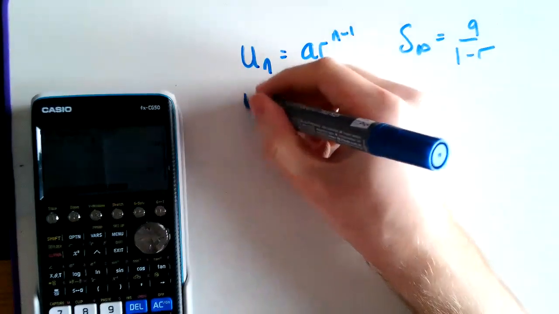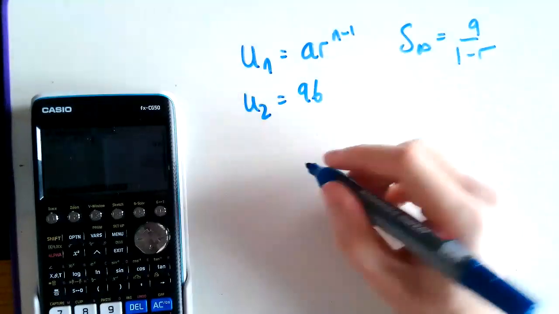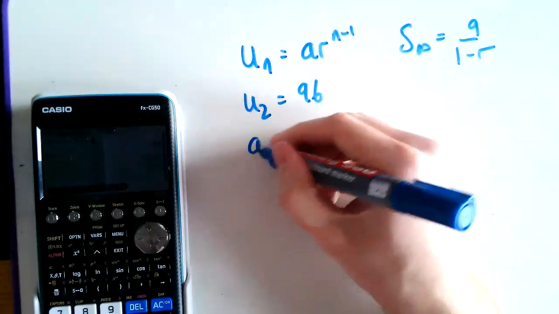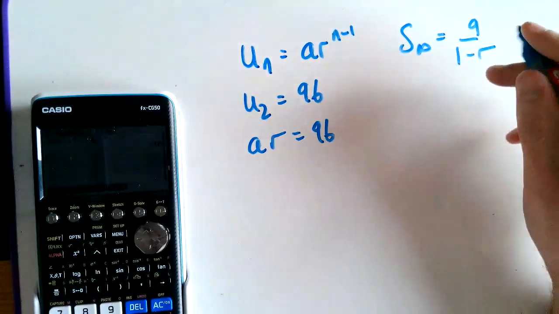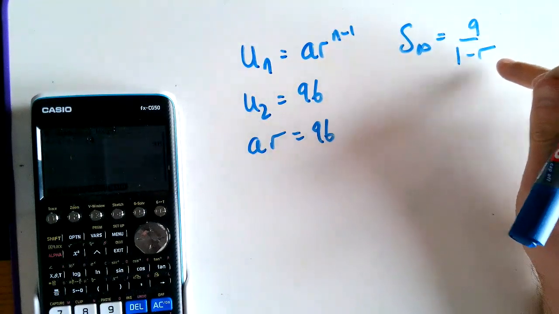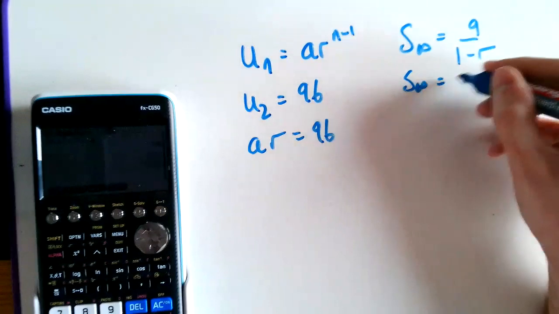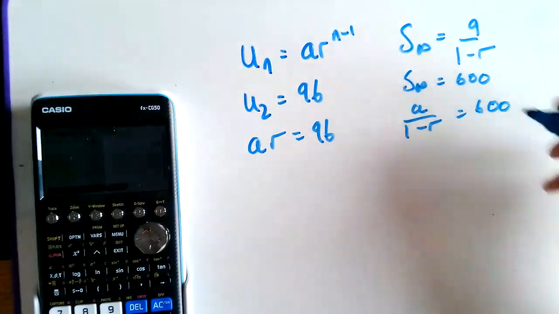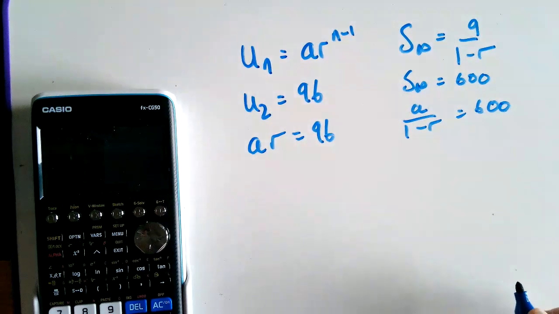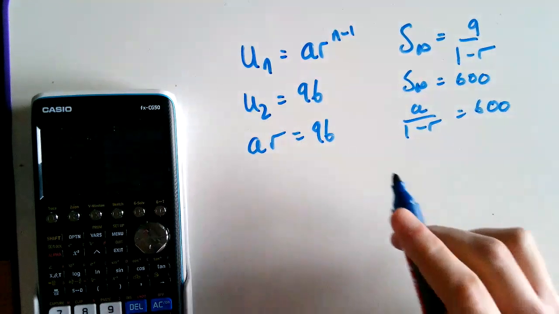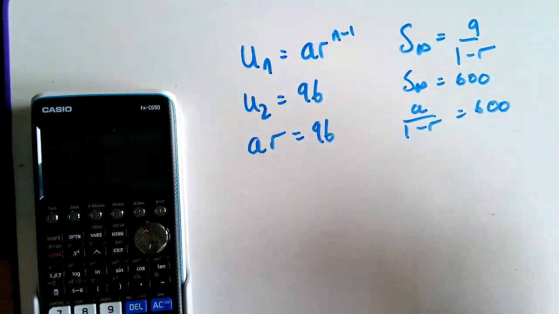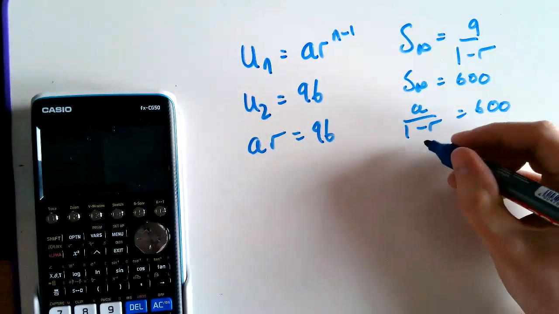So the second term, so U2 is 96. That means if I sub 2 into there, we'll just get AR. So AR is 96. And we know the sum to infinity is 600, so I know that A over 1 minus R is 600. So I need to solve them simultaneously. Since I just want R, it makes sense to get one of them as A equals and sub it into the other one. So this one looks a nice one to rearrange.